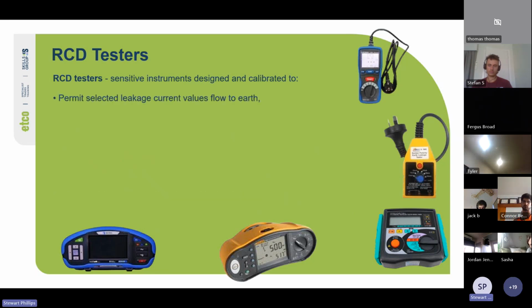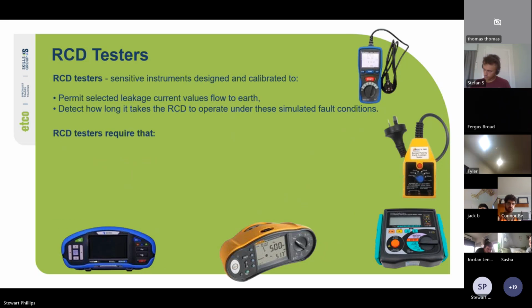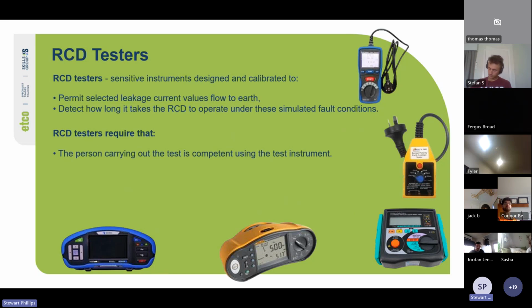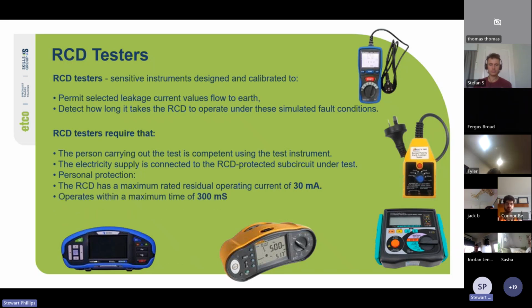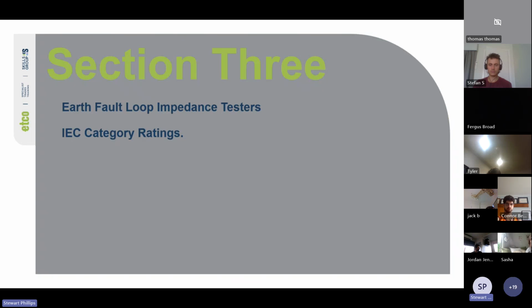Cool. So they permit selected leakage current values to flow to earth. They detect how long it takes the RCD to operate under these simulated fault conditions. RCD testers require that the person carrying out the test is competent using the test instrument. The electricity supply is connected to the RCD protected sub-circuit under test. For personal protection, the RCD has a maximum rated residual operating current of 30 milliamps and operates within a maximum time of 30 milliseconds.